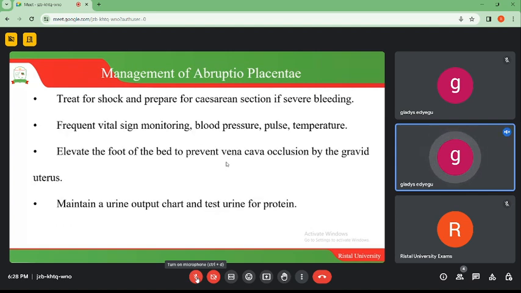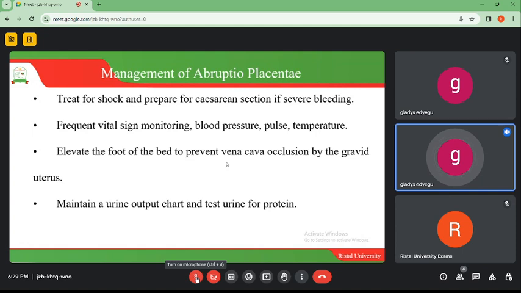And treat for shock and prepare for cesarean section if severe bleeding. So if the mother is bleeding severely, you have to prepare her for cesarean section, and you know what you are supposed to do. Make sure that this mother consents. Tell her the possible outcomes, both her and the family, so that they are aware that this is the condition of our patient and this is what is going to be done to her, and you can do whatever you're going to do to save the life of this mother without any interference from the family. So treat for shock and prepare for cesarean section if the mother is having severe bleeding.